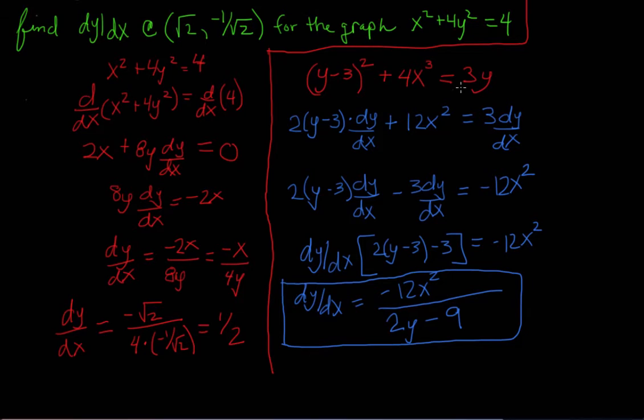If we knew some point on our graph, we would be able to find the slope of the tangent using this expression, negative 12x squared divided by 2y minus 9.